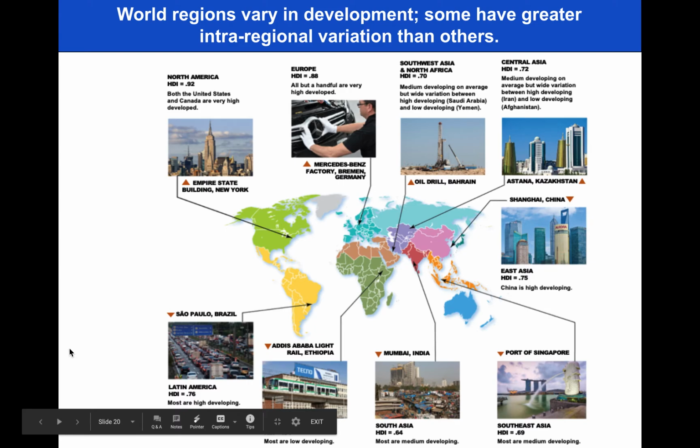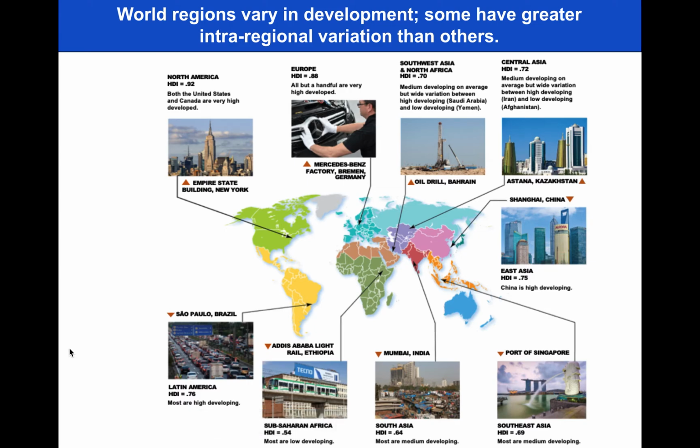All right, again, here's a look at regional variation within countries. Let's take a look at Southwest Asia and North Africa up here. What it says there is medium developing on average, but wide variation between highly developed Saudi Arabia and low developed Yemen. So it's a region that has low developed countries like Yemen and a very highly, rapidly developing country like Saudi Arabia.